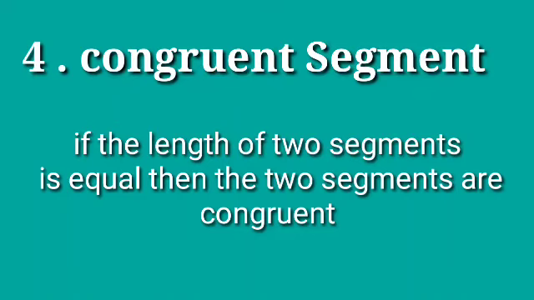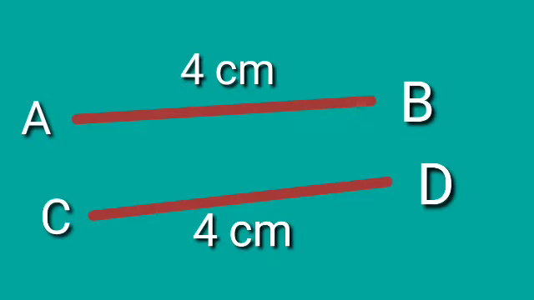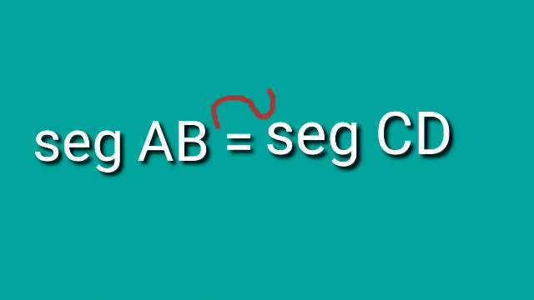If the length of two segments is equal, then the two segments are congruent. In this figure, length AB is equal to 4 and length CD is also equal to 4. And that's why these segments are called congruent segments.